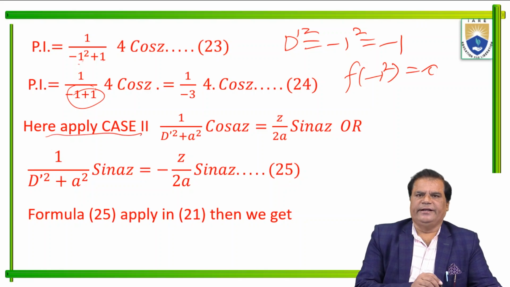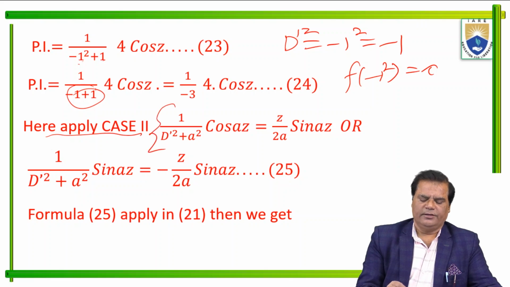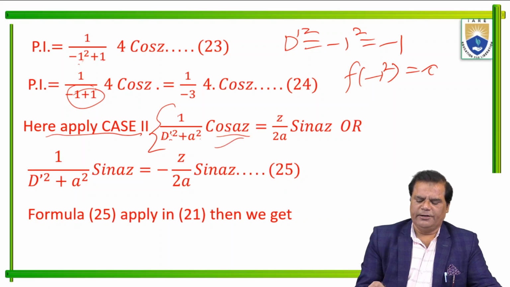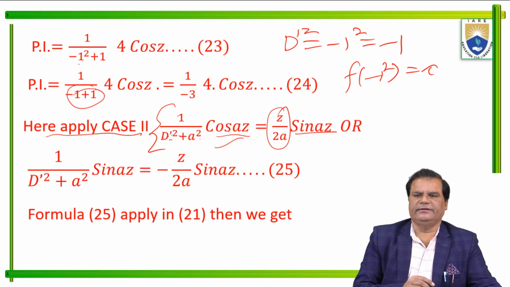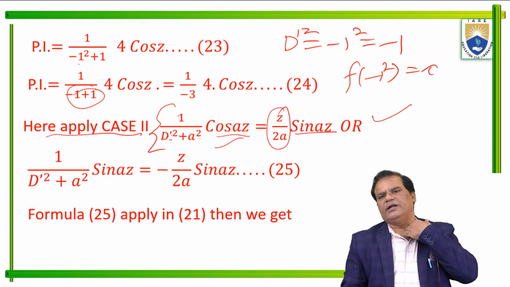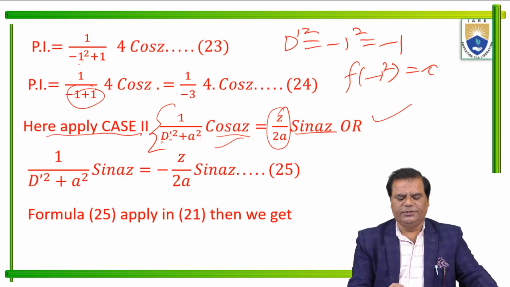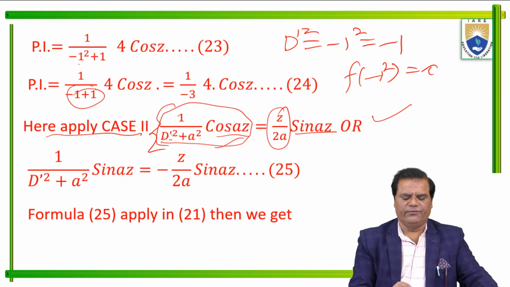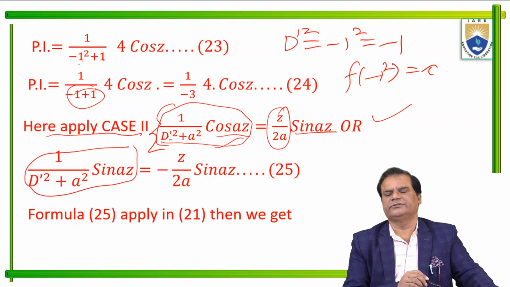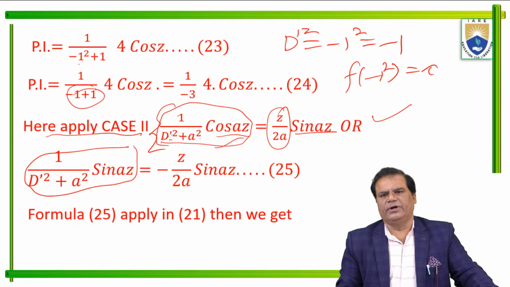Here apply case second. What is case second? In case second, we apply this formula: 1 upon D'^2 plus a^2 of cos az. Here putting D'^2 equal to minus a^2, then this result is 0. Then we apply the direct formula: z upon 2a sin az. We have discussed this standard formula in last lectures, how we can find PI of this function directly. One function this, other function this. We have discussed these two formulas directly.